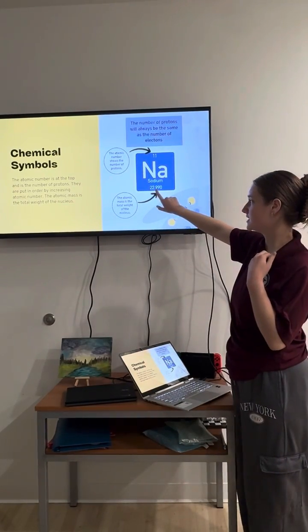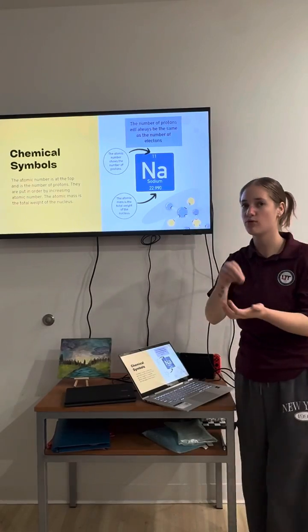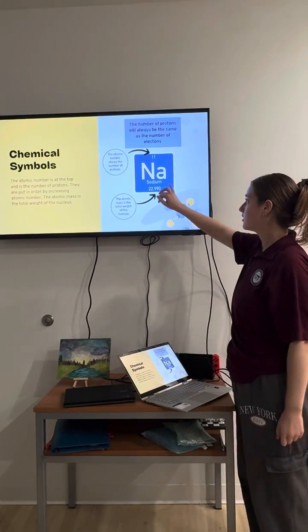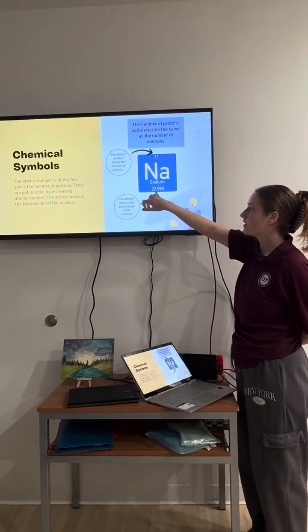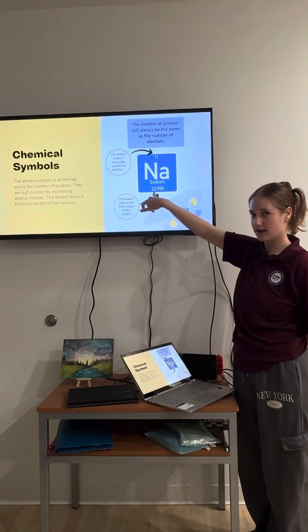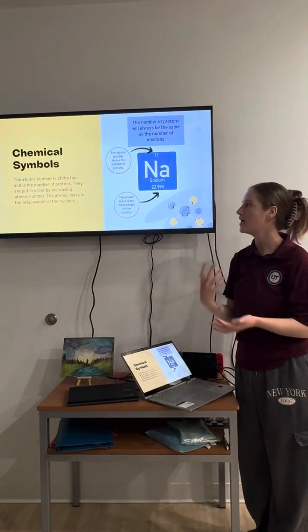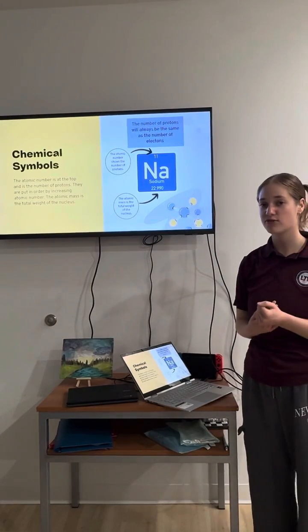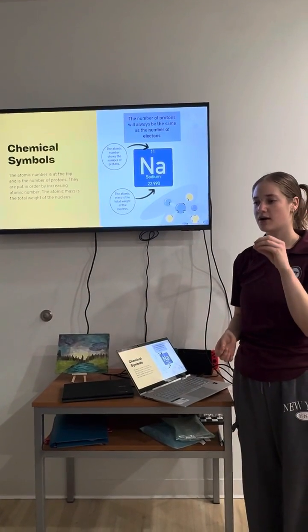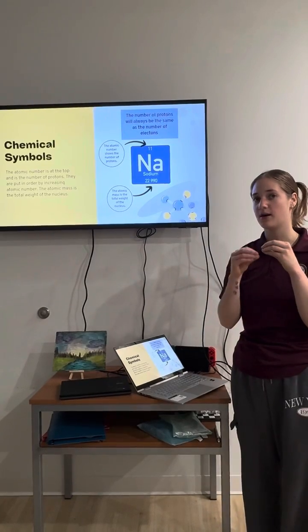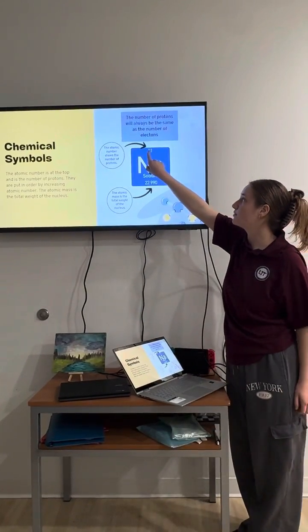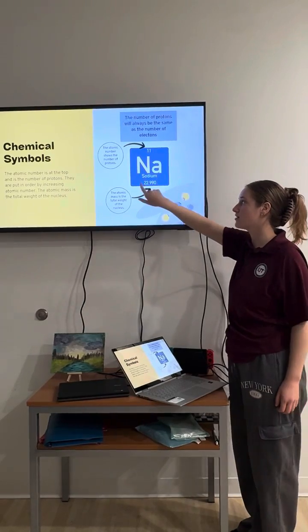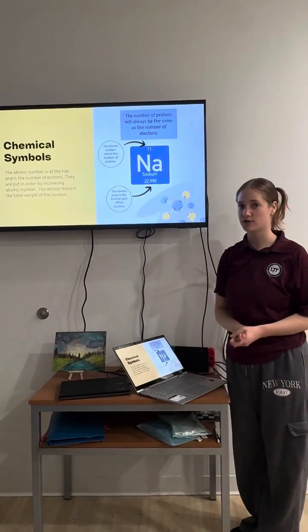And then this is the atomic mass, which is the total weight of the nucleus. We know that there are 11 protons, so we can subtract that from here, and that'll give us around 11 neutrons. For the most part, the number of protons also equals the number of neutrons, but sometimes it doesn't. So you always will subtract the number of protons from this to get the number of neutrons in the nucleus.